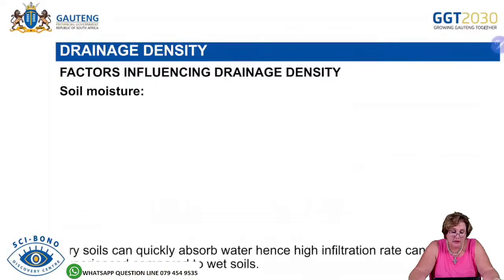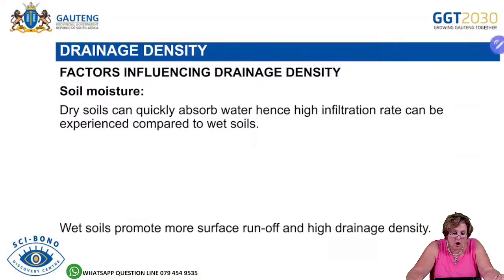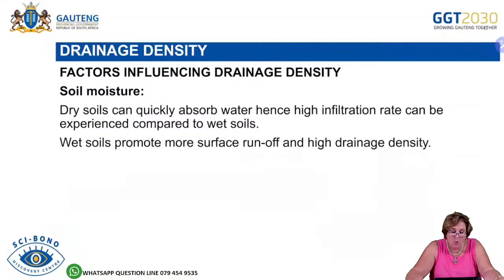The next factor is soil moisture. Dry soil can quickly absorb water. If my soil is lying there, it was hot for a few days, and it starts raining, that soil is hungry for water, so it absorbs the water. Therefore, infiltration is high. In comparison, with wet soil, if there is already water in that soil, the soil is saturated. So that water is not going to infiltrate, it's going to stay on the surface. Therefore, a wet soil promotes runoff, therefore high density.